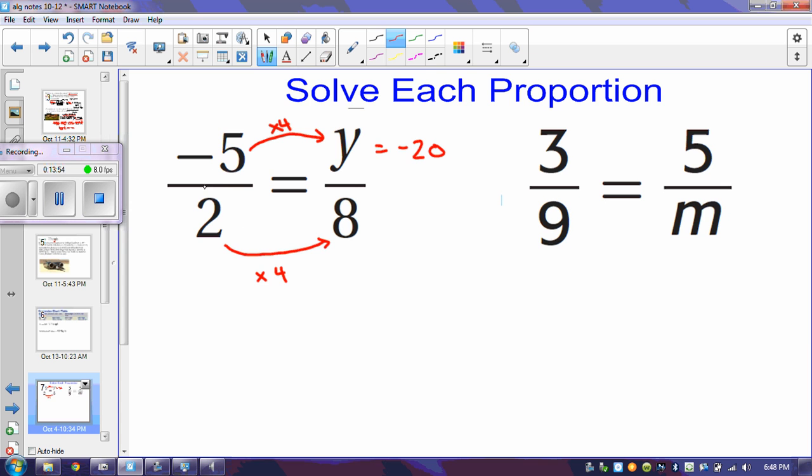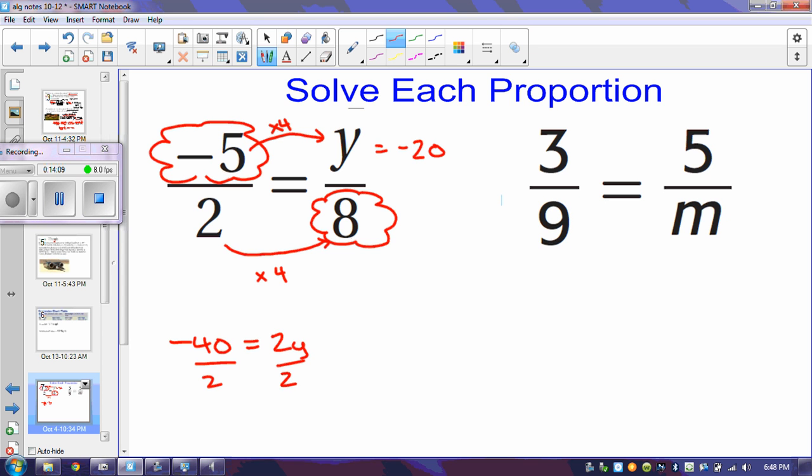If I use the cross-multiplying process, which says the products across the equals should be the same, negative 5 times 8 should be equal to 2 times y, I can divide both sides by 2 and determine that y has to be equal to negative 20, which is exactly what we got using the idea of equivalent fractions. Now this other fraction isn't quite as easy to do that with because I can't look at 3 and figure out what to multiply it by to get me 5, so I might be more inclined to use cross-multiplying.